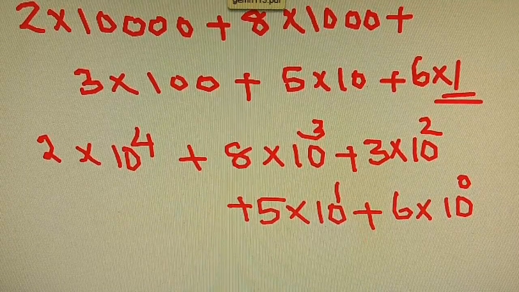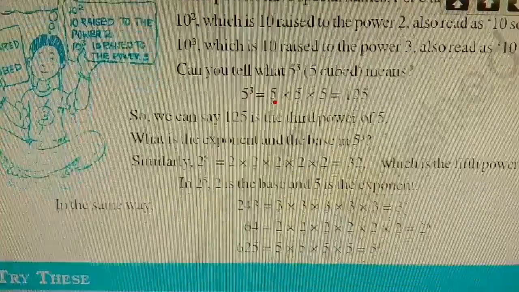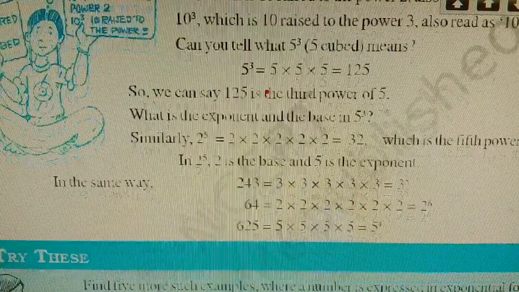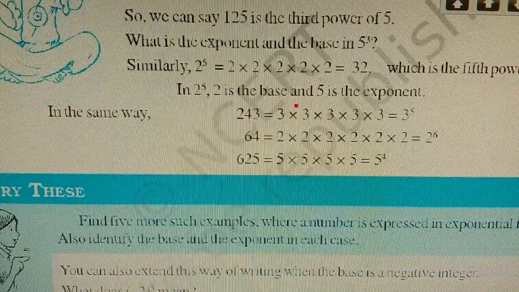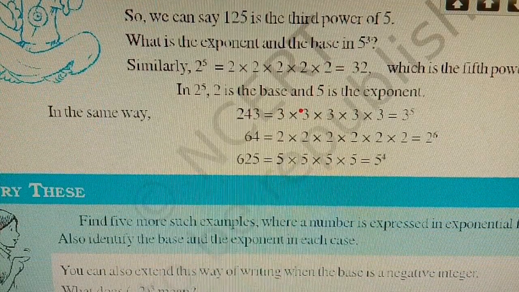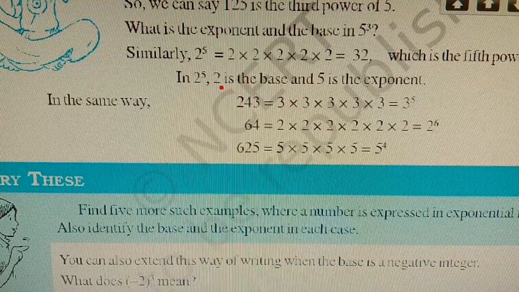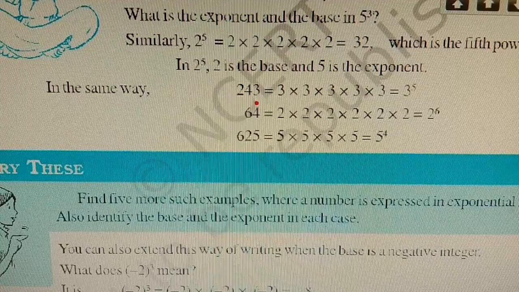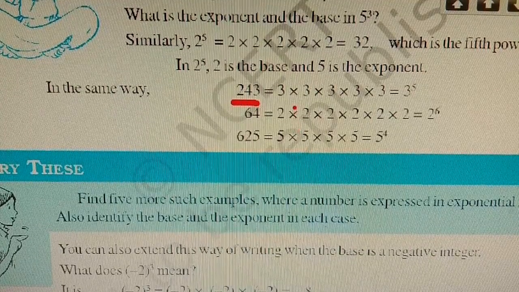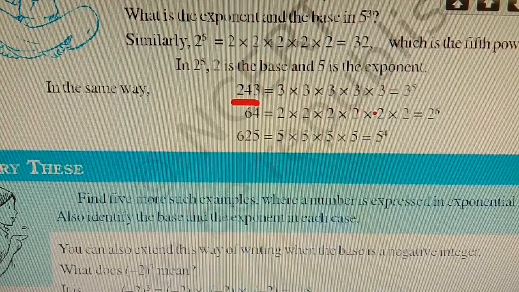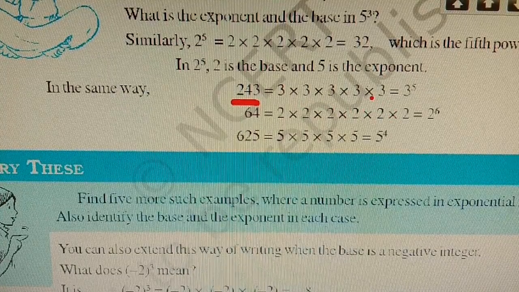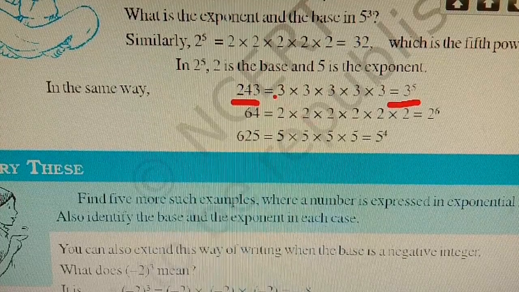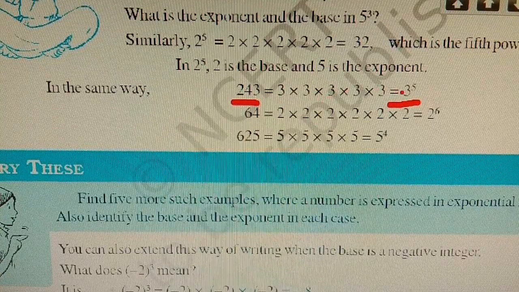So what is the next section? Now any of the number we can write this way in exponential form with the base of any of the prime numbers. So here you listen, 243, that is 3 multiplied 5 times here. So 3 to the power of 5. 243, that is 3 to the power of 5.